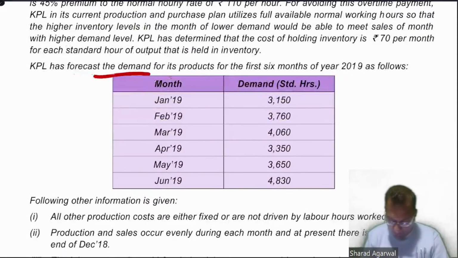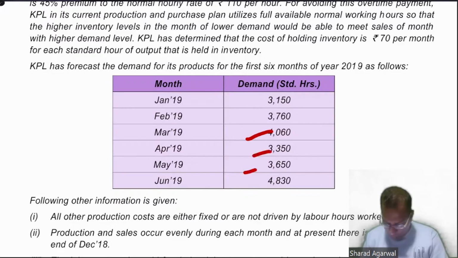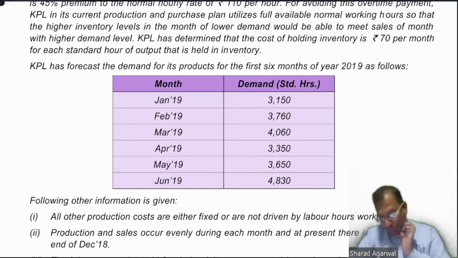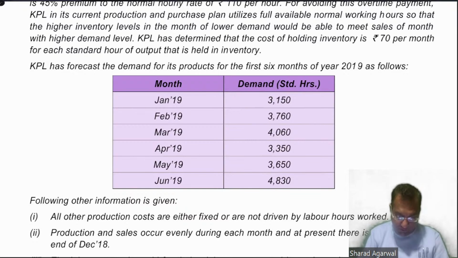Now we have been given the forecast for the 6 months, January to June. Can you please tell me 2 months in which there will be overtime working? Which months will have overtime working?